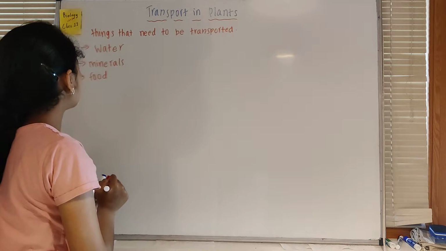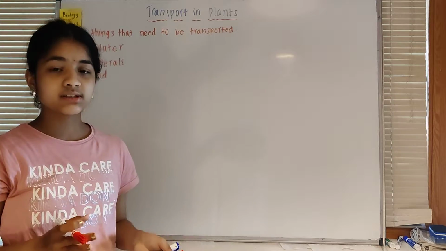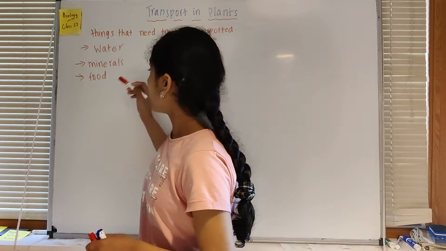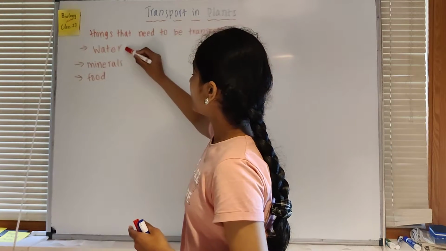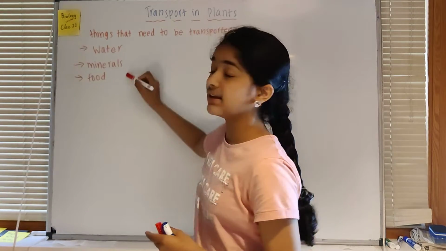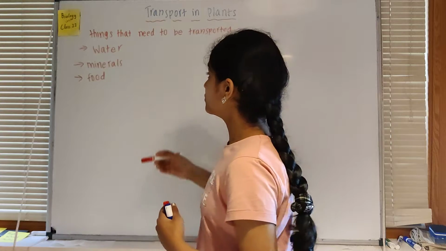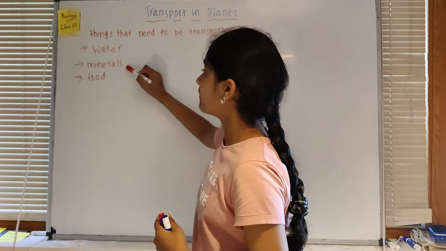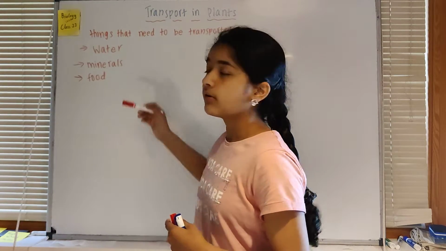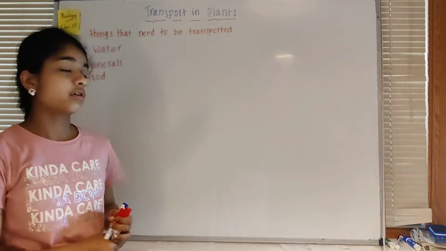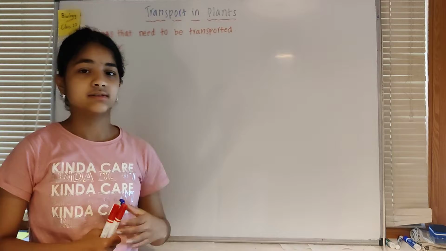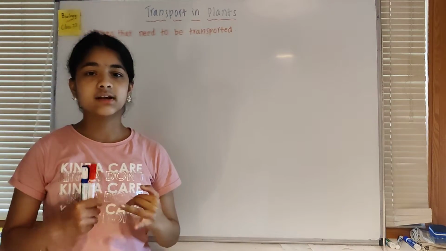So water, minerals, food, and we know that there are various vessels, not blood vessels, but xylem and phloem, the vascular tissues. For water and minerals we have xylem, and for food we have phloem. So these are the two vascular tissues that we have for transportation of these three substances: water, minerals, and food.